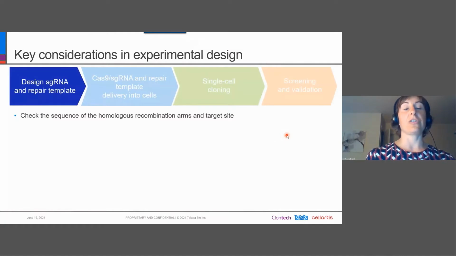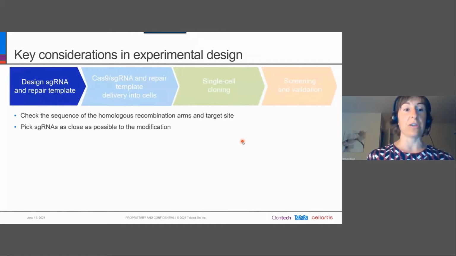So here are the key considerations when you are trying to design your editing experiment. So the first step is actually to design the guide RNA and the repair template. And the first thing that I always say to people is that you really need to sequence the target site, the sequence around your target site on your edited cell lines, just because many times there are some SNPs that can actually affect the sequences of possible guide RNAs that are in this region.